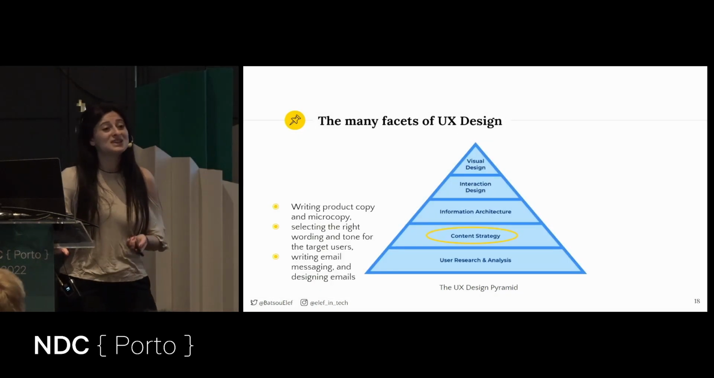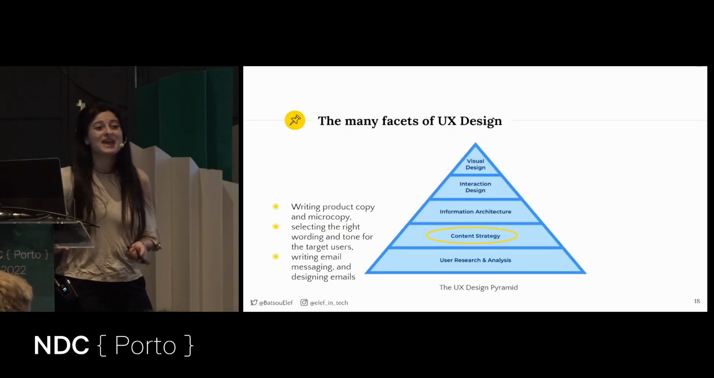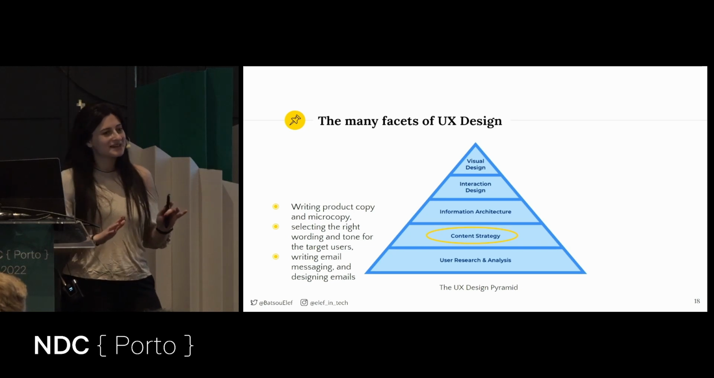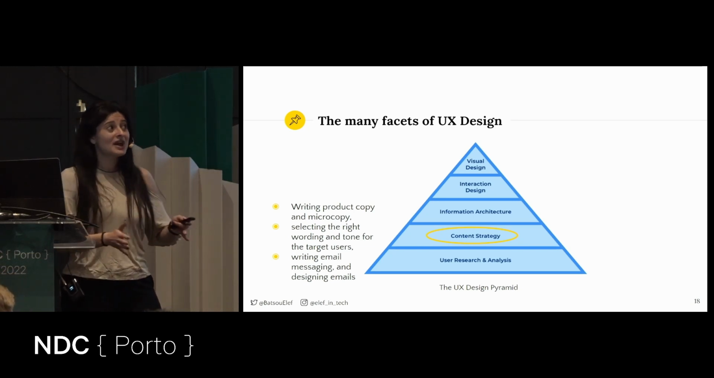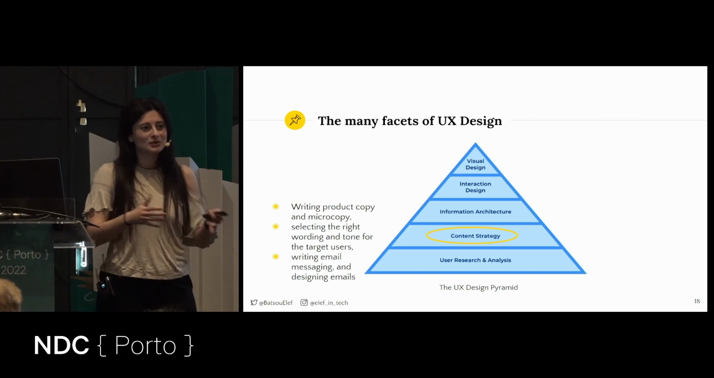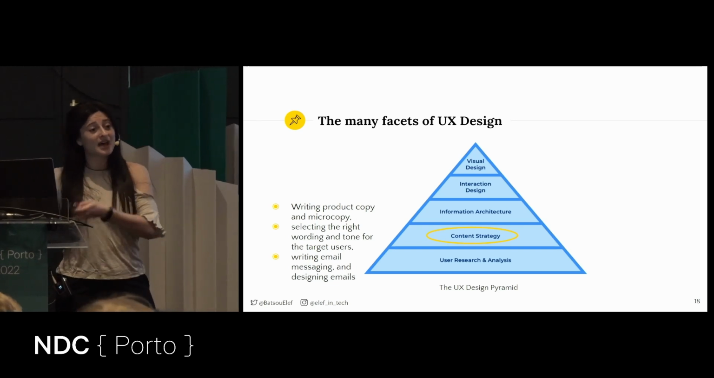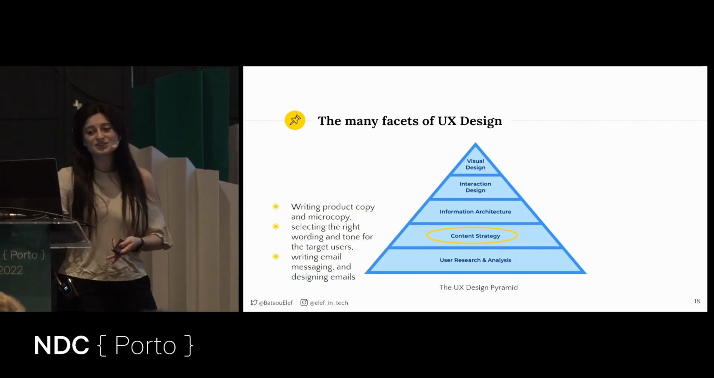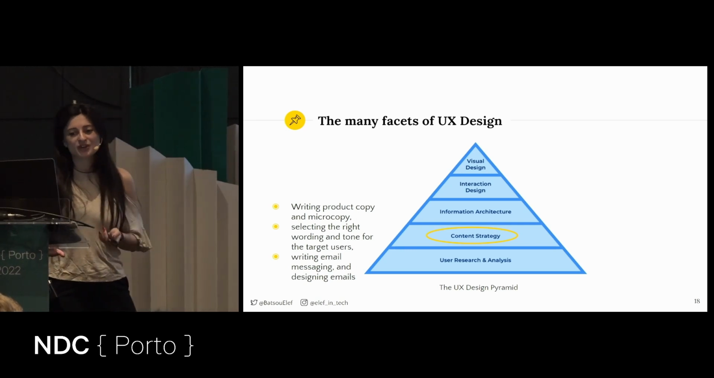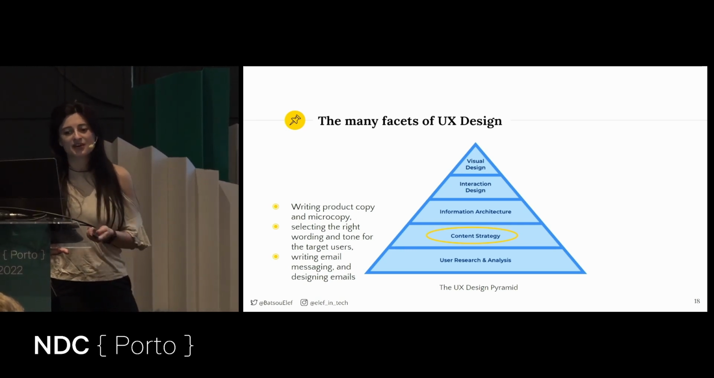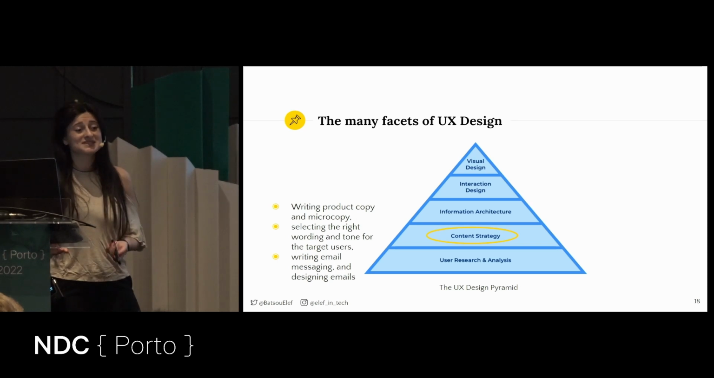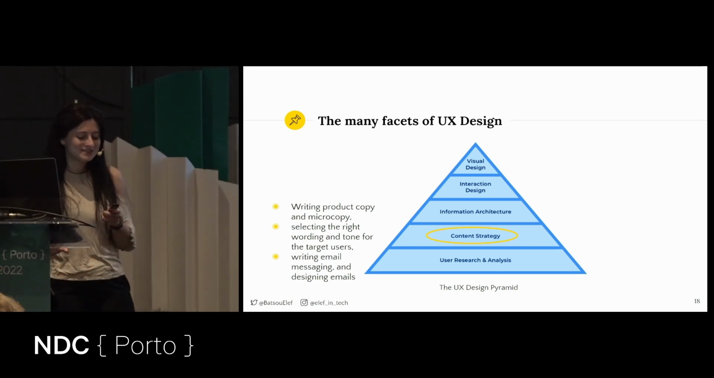And then we will continue with the content strategy. In this stage, some people find it a bit boring, and the researcher won't be alone. They will have maybe with them the marketeers and other people to help them. So in this stage, we have writing product copy and microcopy, selecting the right wording and tone for the target users. This is really important. Writing emails, messaging, and designing, again, emails.